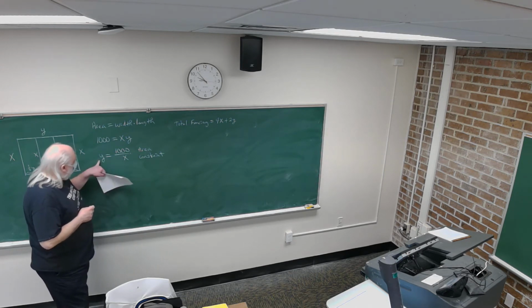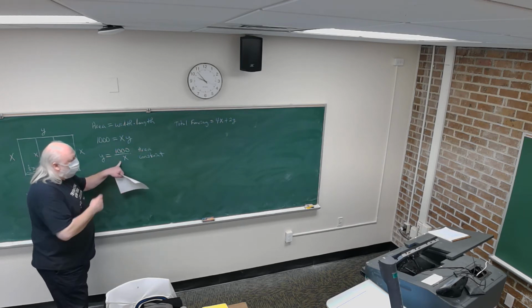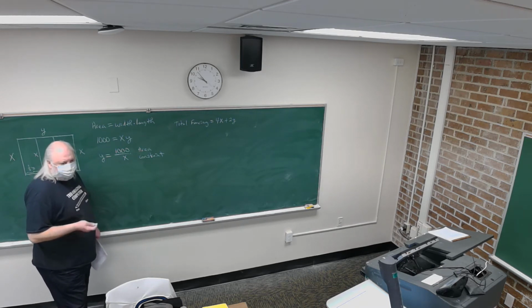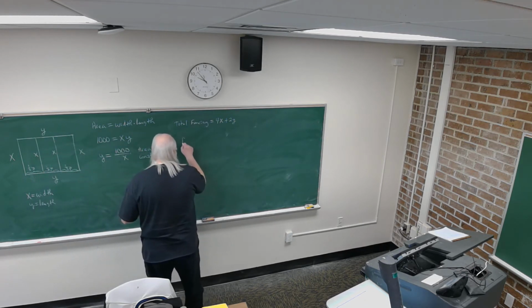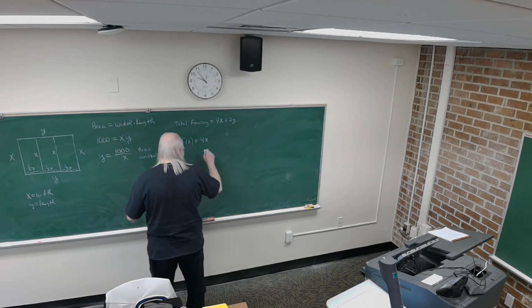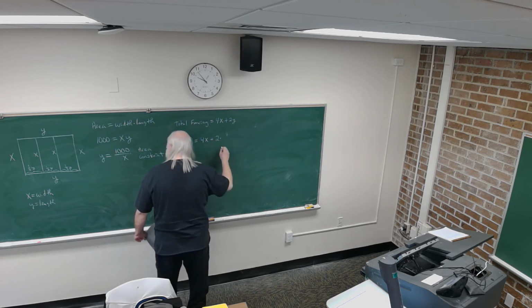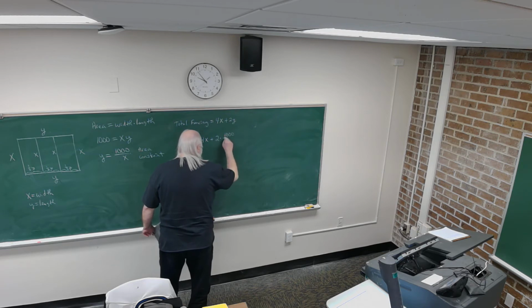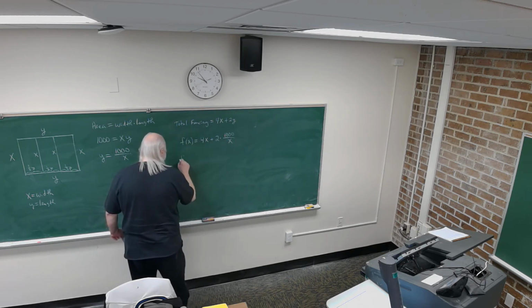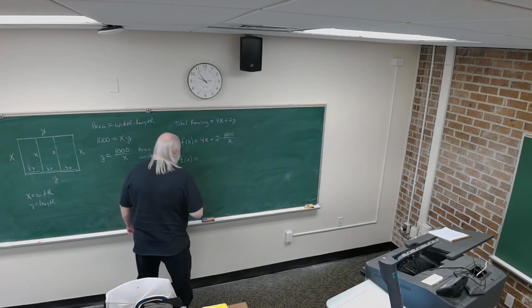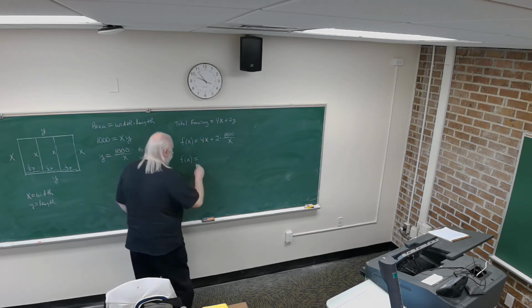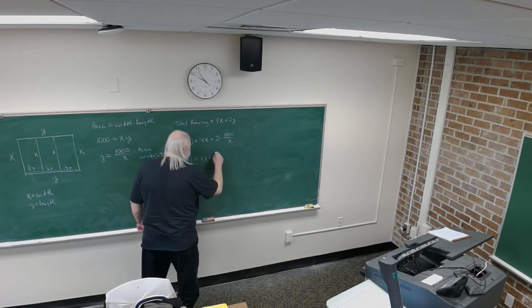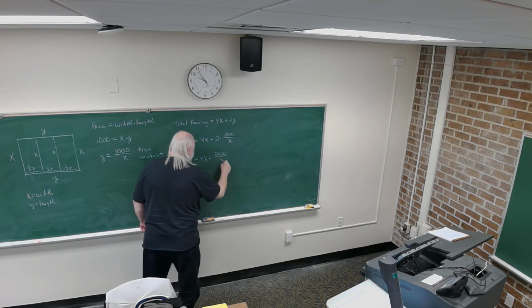So if I replace y with 1,000 over x, then the total amount of fencing is now written as a function of x, the width of the rectangular plot. So we have f of x is equal to 4 times x plus 2 times 1,000 over x. And so the total amount of fencing needed as a function of the width of the rectangular plot is equal to 4x plus 2,000 over x.